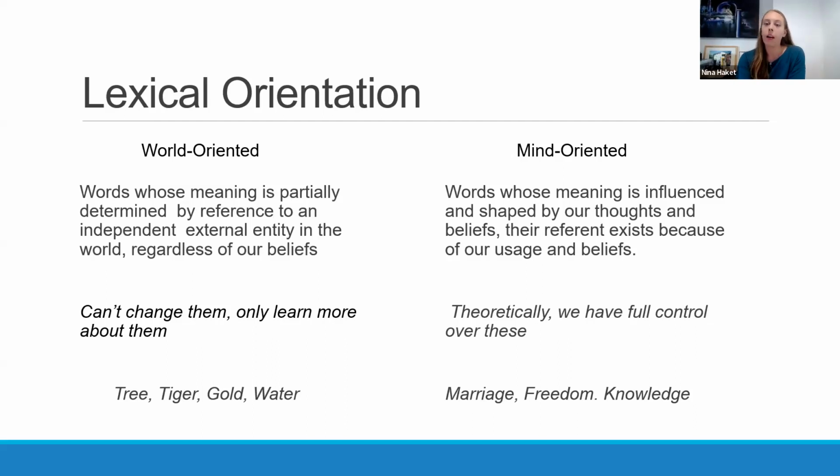On the other side, we have mind-oriented words, which are influenced and shaped by our thoughts and beliefs, and their referent exists because of our usage and beliefs. These words don't refer to any objective properties or entities. They are in existence, manifested, maintained, and changed by human thought and usage. So theoretically, we should have some control over these words. But as a result of this characterization, you can't separate the mind and the world, or the word and the world, in these kinds of cases. Changing the meaning of the words themselves means that there will be a change in the world. Once again, there's no choice between the two. It has to be both.